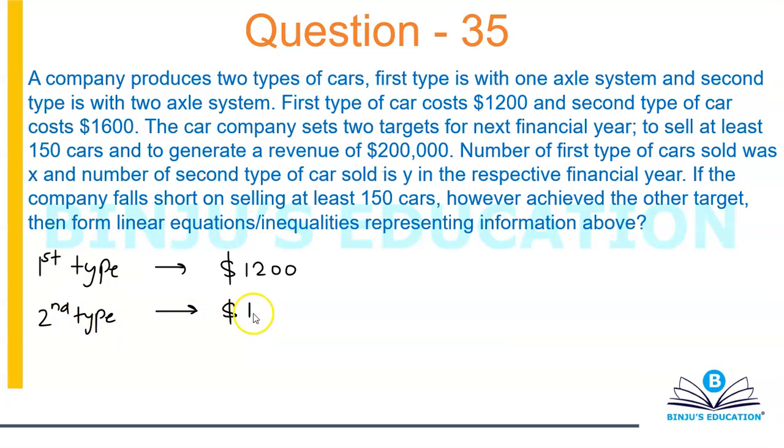would cost you $1,600. The car company sets two targets for next financial year: to sell at least 150 cars and to generate a revenue of $200,000. Okay, so I want to sell, or the company basically wants to sell 150 cars. It says at least, that's why greater than or equal to, and a revenue of $200,000.